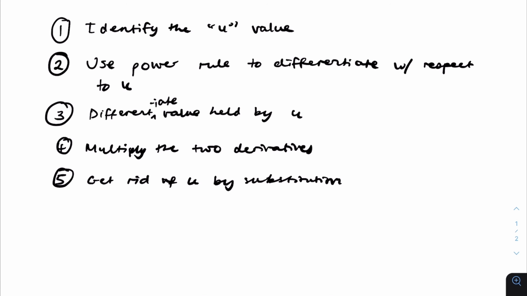So you'd substitute 2x back in there. You wouldn't just leave it in terms of u and x. You can only have one variable left.